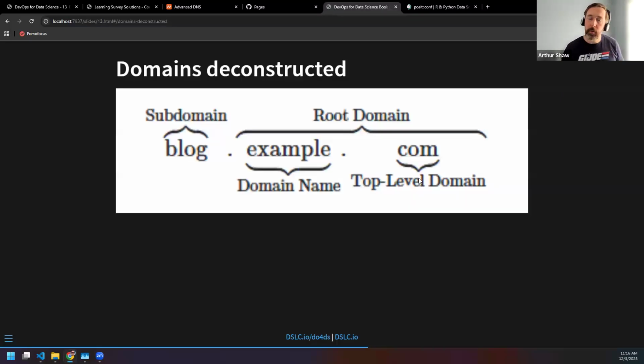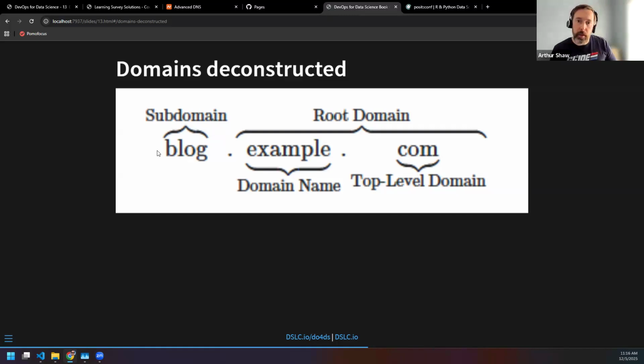You may have top-level domains that are country domains. You may have other ones that are .biz or things like that. And then within those top-level domains, you have a domain name. So you can have example.com, example.us, example.co, example.be, etc. So the domain name exists within the top-level domain.